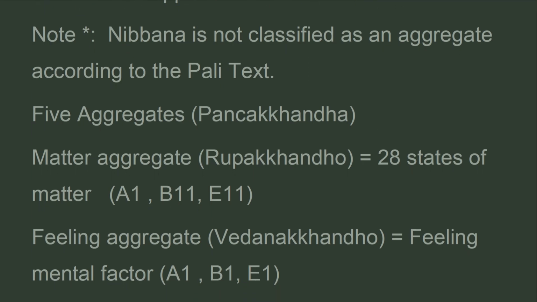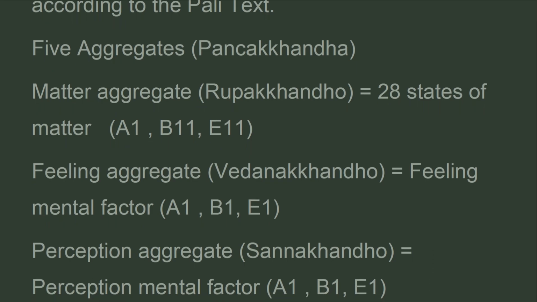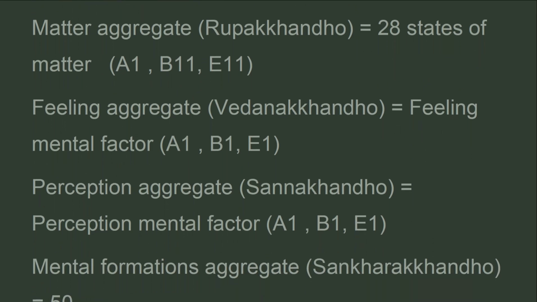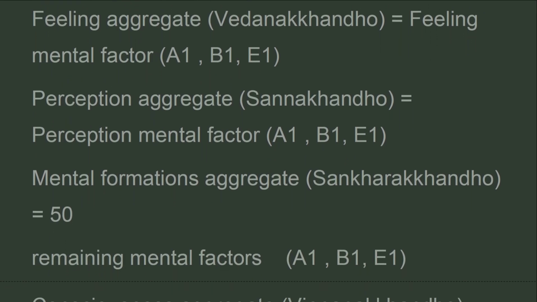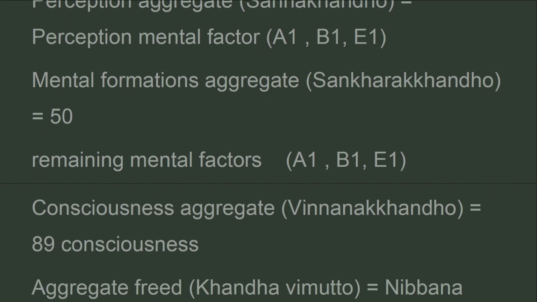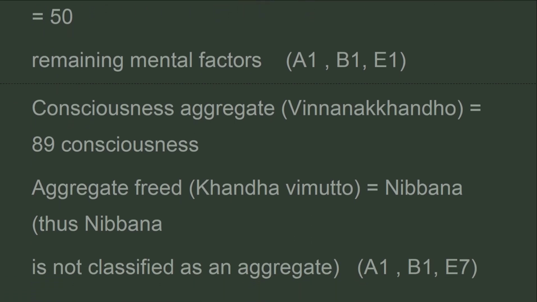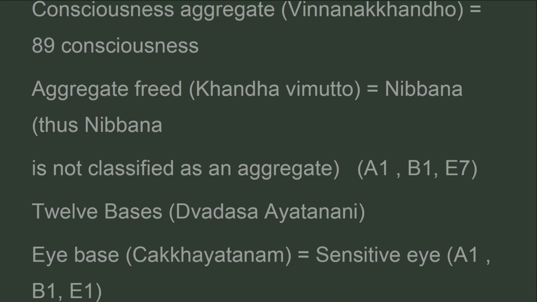Matter aggregate equals 28 states of matter. Feeling aggregate equals feeling mental factor. Perception aggregate equals perception mental factor. Mental formations aggregate equals 50 remaining mental factors. Consciousness aggregate equals 89 consciousness. Aggregate freed equals Nibbana. Thus Nibbana is not classified as an aggregate.